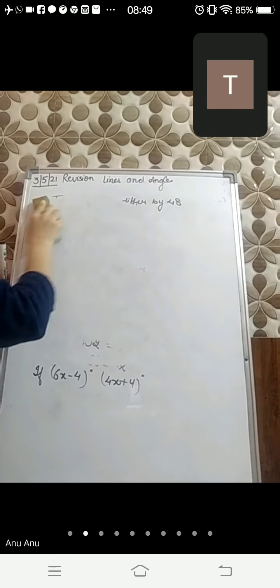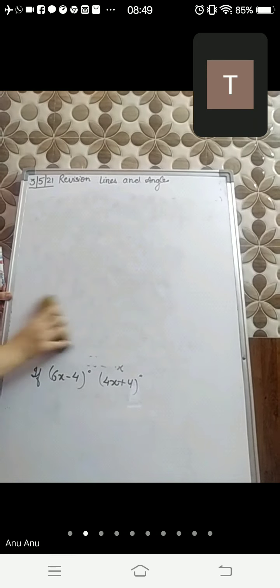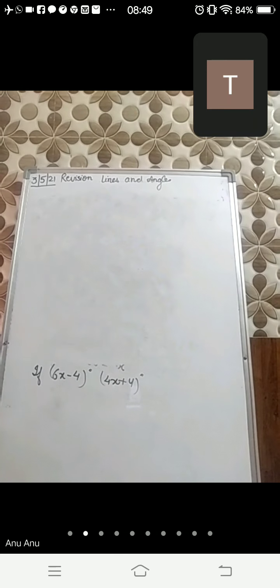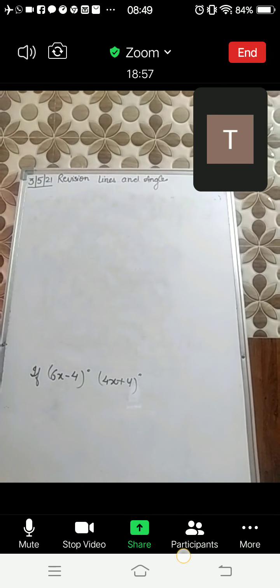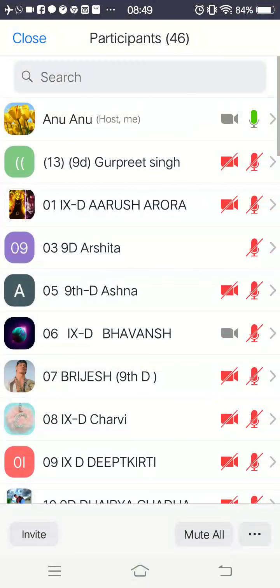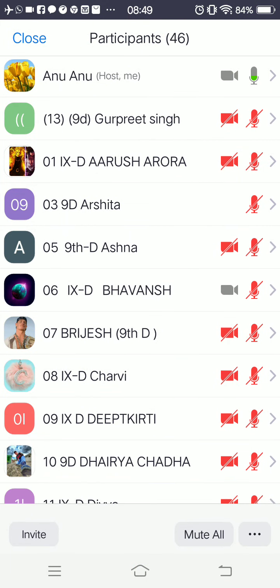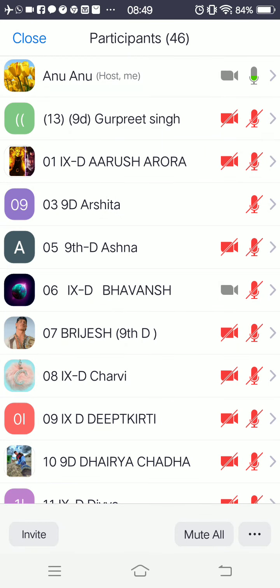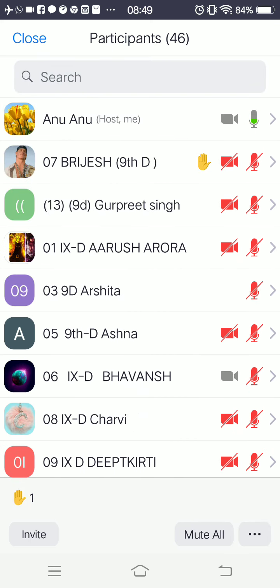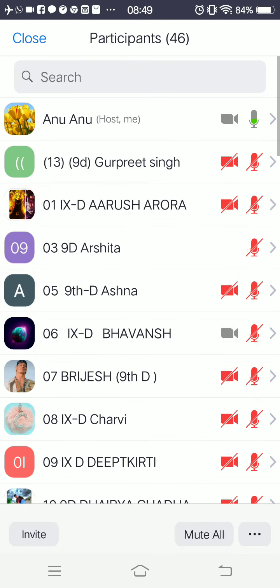Charvi is there in the class? Charvi? Deepti, Kirti, solve this sum and tell me the answer. Hurry up. Charvi is there. Yes, Charvi, how will you solve this question? Brijesh, mark Arshita as absent because she has not connected to video. Yes, Brijesh.